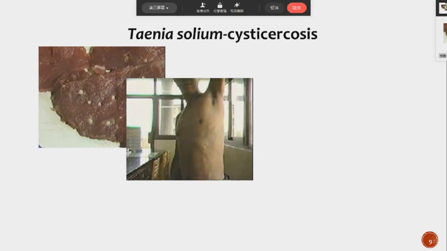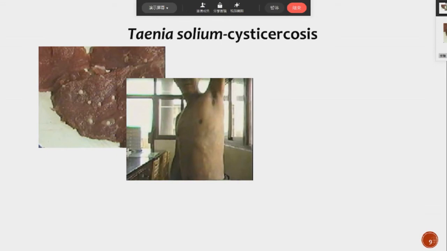So for this man, he's showing his body, yes? But what is the head problem? Like this one. You can see some nodules, yes? You can see some nodules under the skin. That is for the subcutaneous cysticercosis.